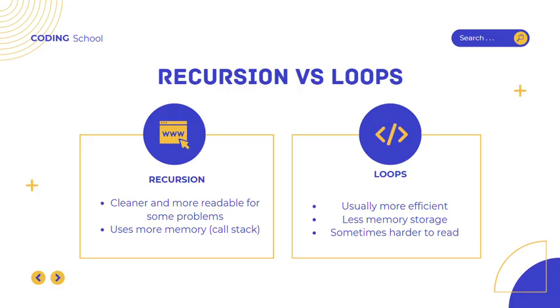To sum it up, recursion is a technique where a function calls itself to solve a problem. It always needs a base case. It's very powerful when used correctly, and understanding it helps you think more clearly about problem solving in programming.